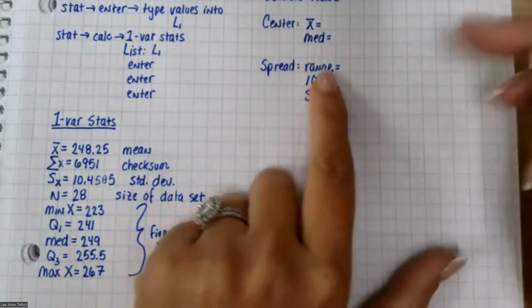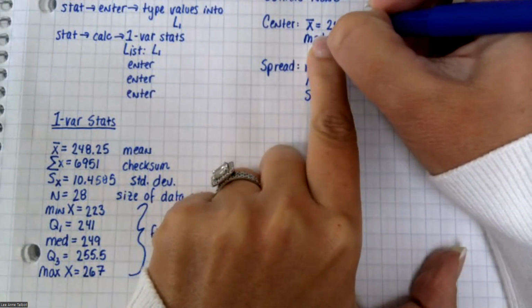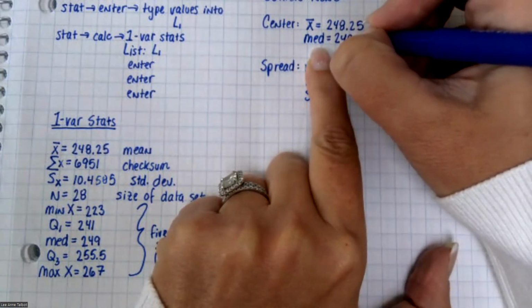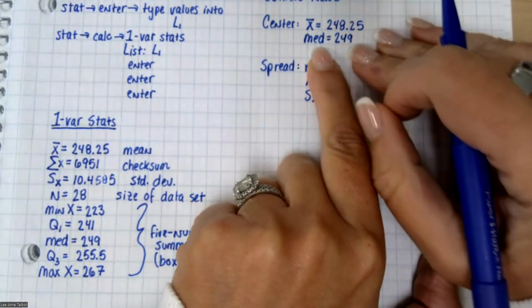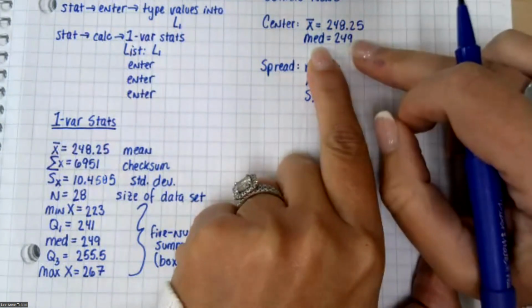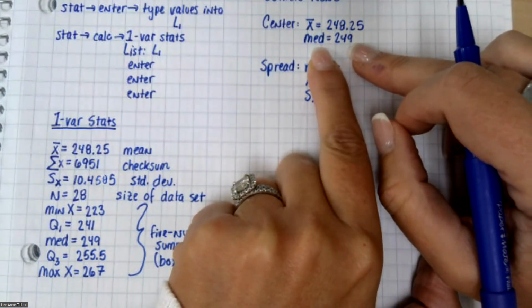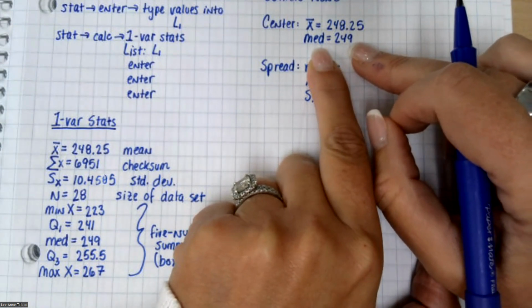Okay, so center is X bar. I'm just going to copy that over. Median. Now, really interesting note, if you're interested in stats, if the mean and median are very close to each other, then you could tell that you chose the correct shape if it's roughly symmetric. If the mean and median are far apart from each other, there's some kind of skew.